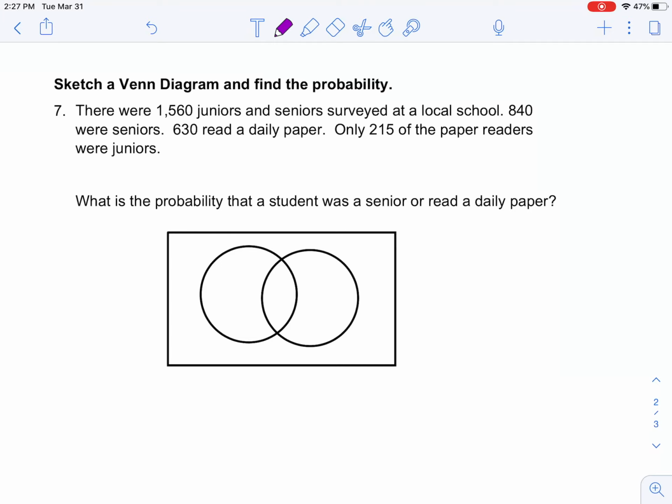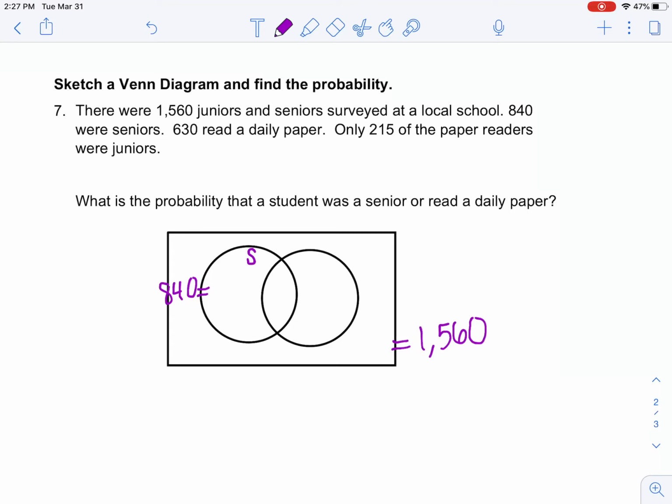That first sentence talks about our universal set. So this entire rectangle makes up the 1,560 juniors and seniors that were surveyed. We know that 840 were seniors, so I'm going to put an S on the left circle representing my seniors. And right at the edge, I'm just going to say that that equals 840. I don't know how many of the seniors are in my overlap and how many are not, so that's why I'm writing that at the edge, because I know the whole circle will add up to 840.